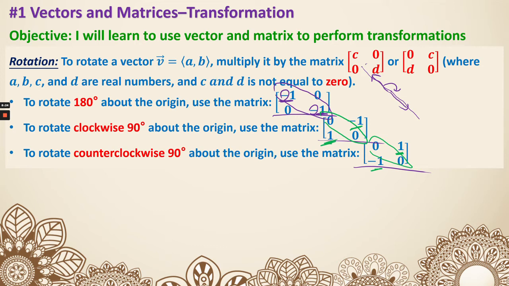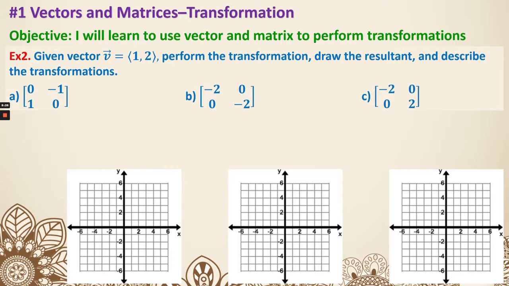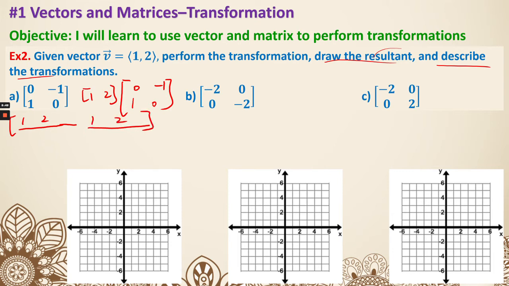So now let's have a look at some examples. First one, right here. 1, 2, multiply with 0, -1, 1, 0. These questions are asking you to perform the transformation, draw the resultant, and describe the transformation. So let's go ahead and calculate our new vector. So we have 1, 2, and then we are going to have 0, 1, and -1, 0.